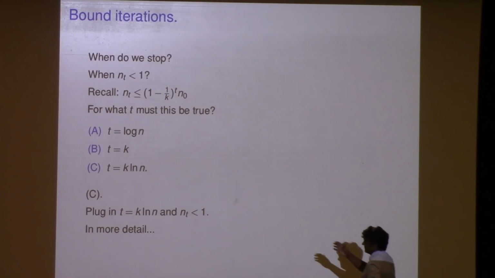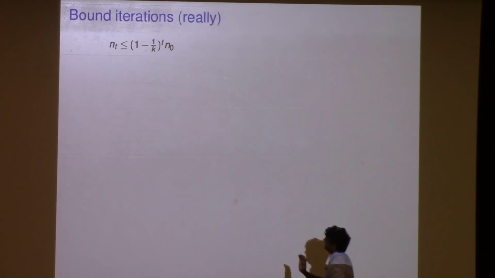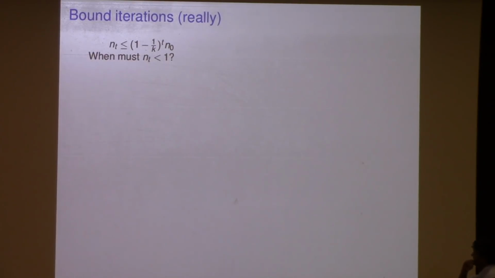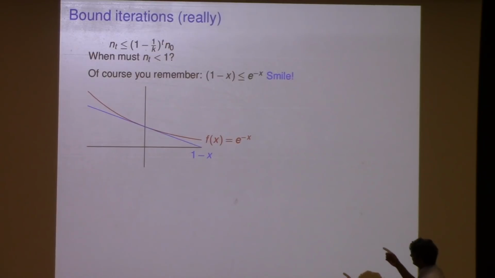So this is almost a joke, right? I just plug it in and check. Clear. Okay, but I didn't tell the joke. So now let's go through it a little bit more carefully. Of course, you remember that 1 minus x is less than e to the minus x. Yeah, that's a joke. Okay, nobody remembers. I remember. This is the graph.